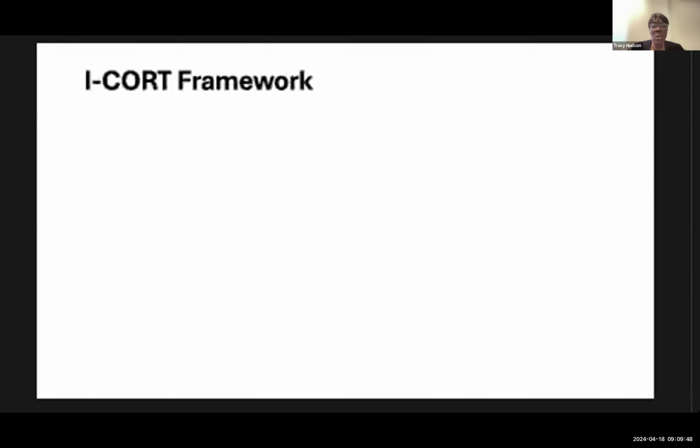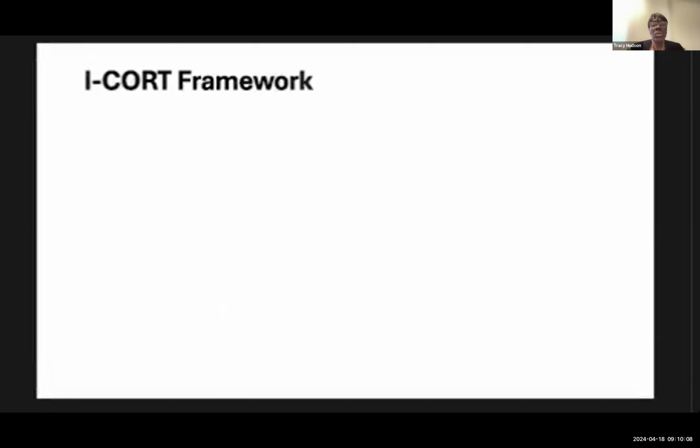So the I-CORT framework. Throughout my tenure as a middle school principal and now a current full-time professor, my commitment to caring for students was deeply ingrained in my daily practices. However, I never really understood what it was that I was doing. I just knew it was good for kids, and I just did it.